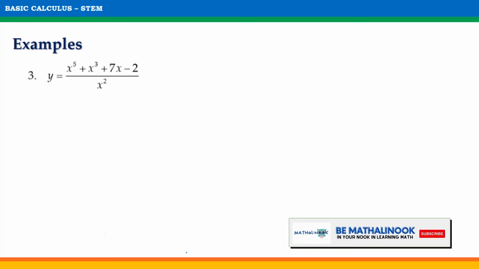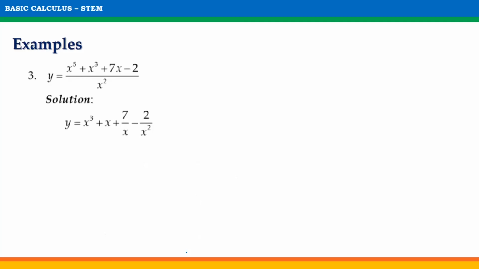Another one. y is equal to x raised to 5 plus x cubed plus 7x minus 2, divided by x squared. Let us divide first each term by x squared. So x raised to 5 divided by x squared is equal to x cubed. x cubed divided by x squared is equal to x. 7x divided by x squared is equal to 7 over x. And negative 2 divided by x squared is equal to negative 2 over x squared.